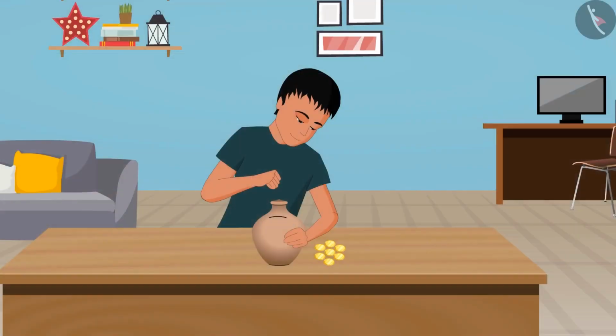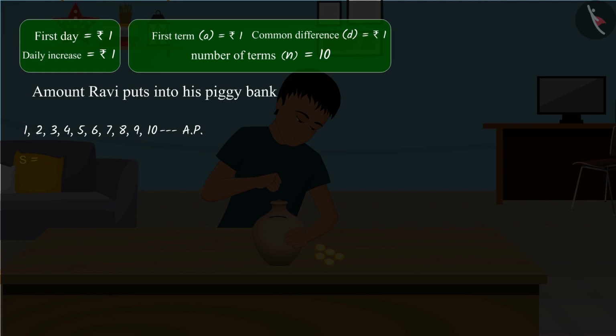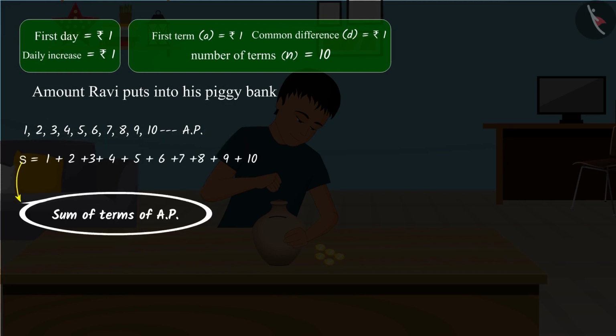Now we have to find out how much money Ravi puts into the piggy bank in 10 days. For which, we have to calculate the sum of all the terms of this arithmetic progression. We represent it by S, and it displays the sum of the first n terms of an arithmetic progression. We can denote it by equation 1.